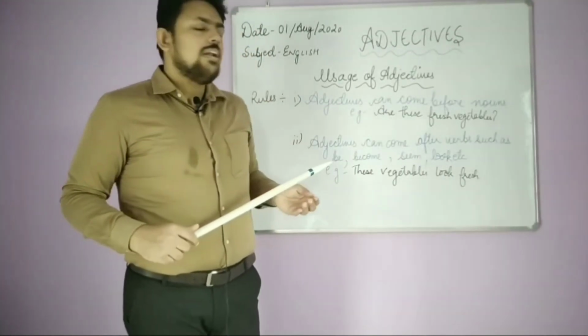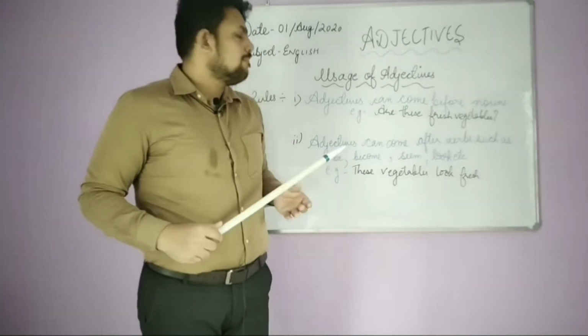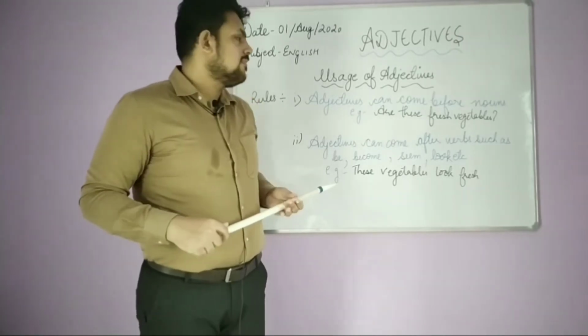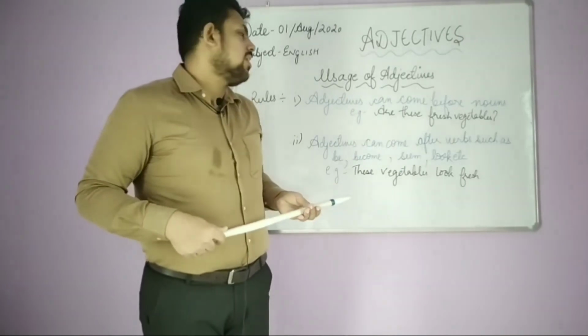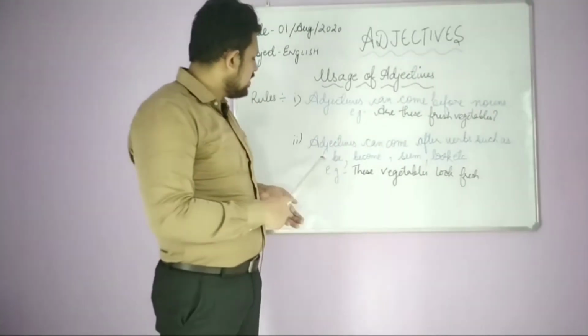So when we use the adjective before a noun, it is correct. It is a rule of using the adjective that an adjective can come before the noun and it can modify the noun. See the second rule now.